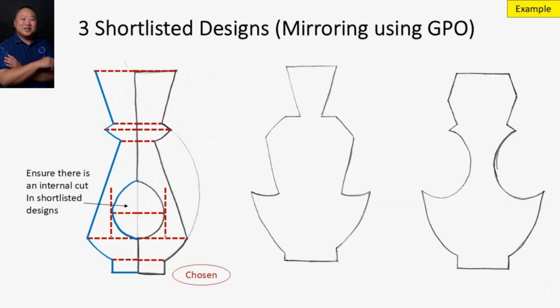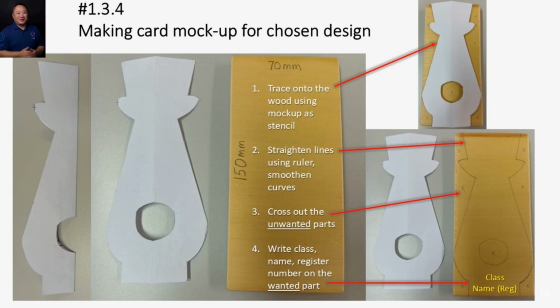Once you complete the 3 mirrored designs, your page will look like this. Take note that as a requirement for our practical work, you need to ensure there is an internal cut in each mirrored design. Add the internal cuts if they are not in the original selected designs. Finally, choose the design you want to make from these 3 mirrored designs. To complete the design process for the wooden stand, you need to create a card mockup. You can easily create this mockup by folding the given Vanguard sheet card into half and placing the folded card to the chosen design of the 3 mirrored designs page.